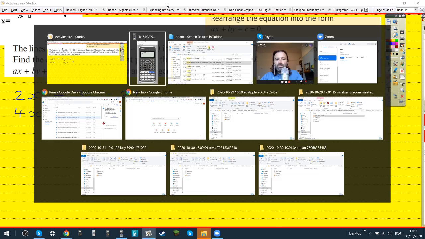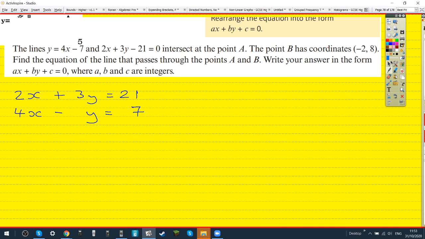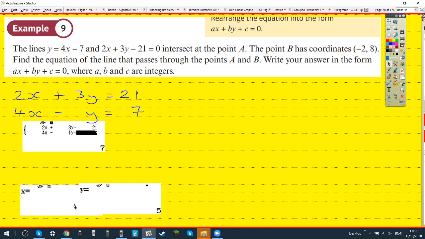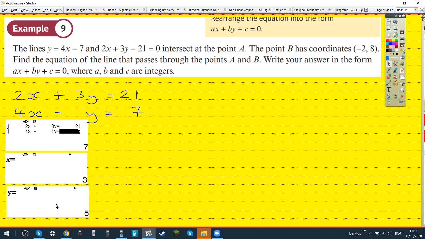So x is 3 and y is 5. So is that the point where it intersects? Yep. So it'd be 3, 5. But it also wants it in the form ax plus by plus c equals 0. You're not there yet. Oh, okay. The point A is 3, 5.